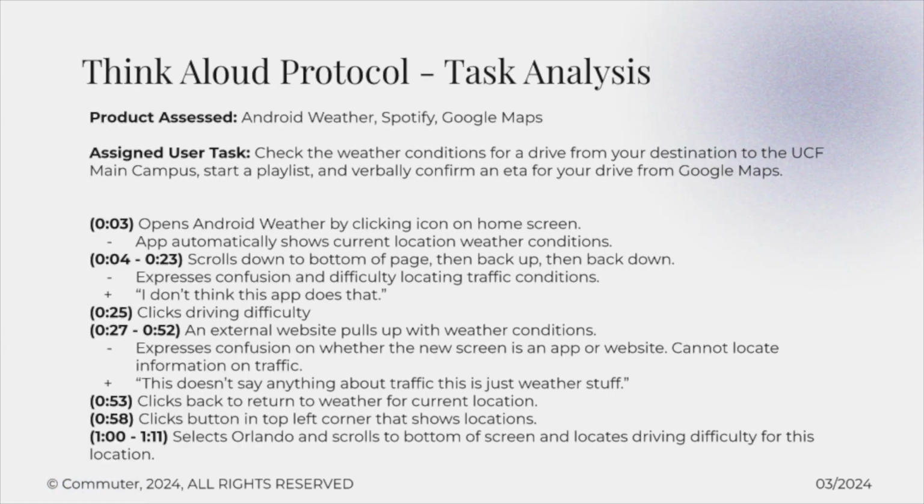The next 2 slides go over our Think Aloud protocol and task analysis that we gathered from it. In this Think Aloud protocol, we ask the user to analyze 3 different apps that all will cover the features that our one Commuter app will do. These 3 apps are Android Weather, Spotify, and Google Maps. The user was asked to perform a singular task in each one.